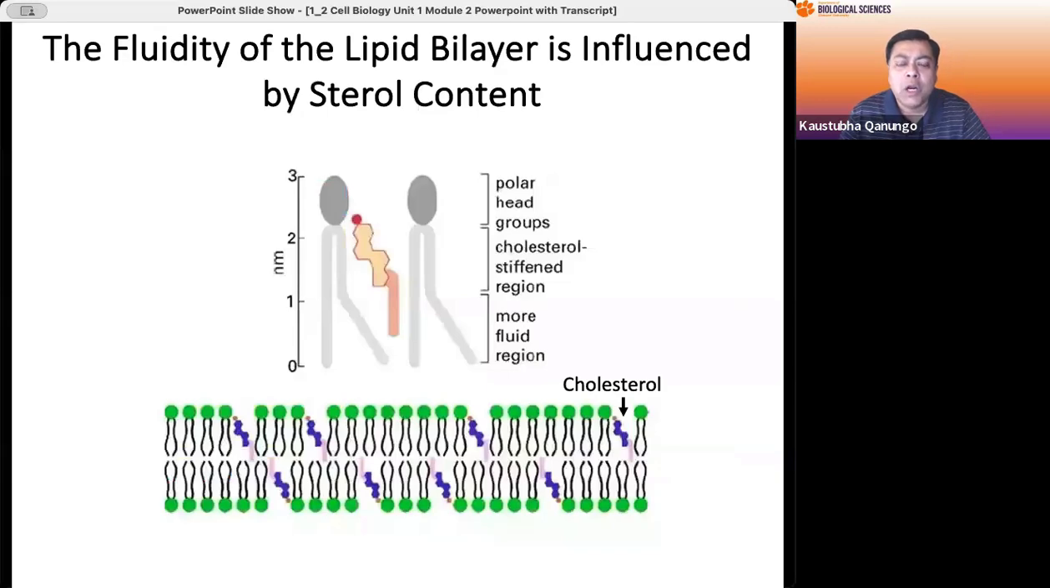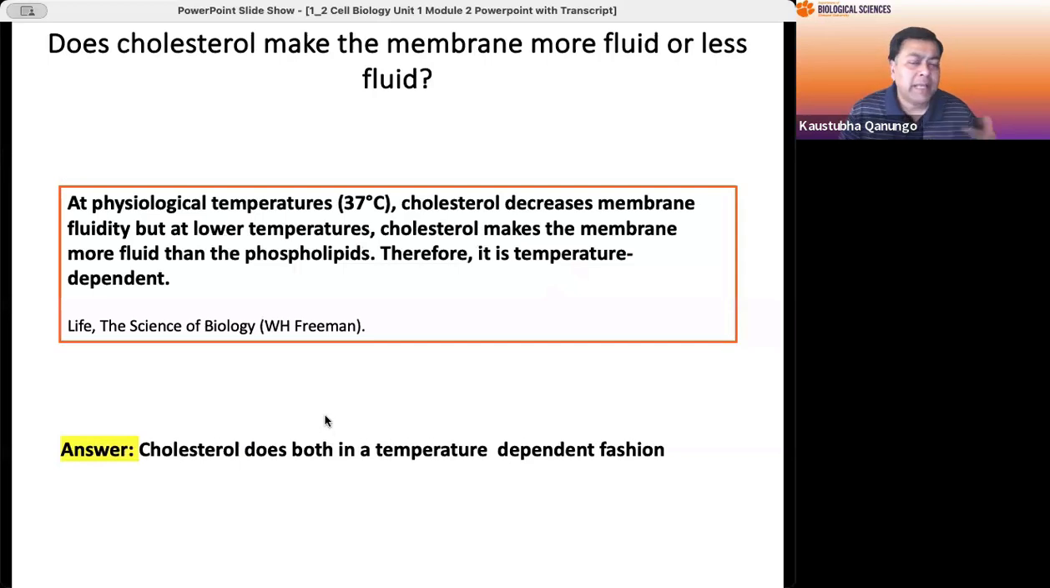All right. So here, sterol content can influence the fluidity of the membrane. And again, not any specific question, but this is a very unique thing that cholesterol makes the membrane more fluid or less fluid, which it does in a temperature dependent fashion. At physiological temperature, cholesterol decreases the membrane fluidity, but at lower temperature, it makes the membrane more fluid than the phospholipid alone so that it doesn't freeze. Therefore, it is temperature dependent. So this is a very, very unique molecule and has a huge role in membrane fluidity control.